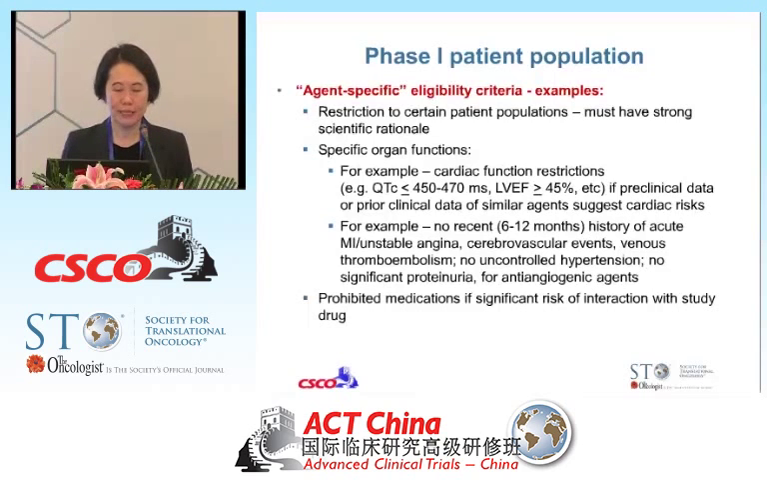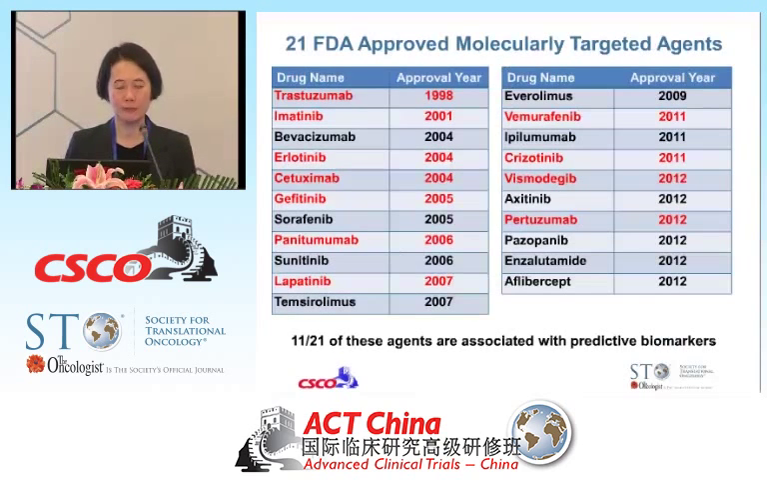I want to only briefly touch on the predictive biomarker. Should we select patients in a phase 1 trial? I think Dr. Lee is going to talk a little bit about that in the next talk, so I will not do that. But obviously that is in the mind of us phase 1 trialists, that even though we've discussed that safety is our objective, do we really want to treat all comers?